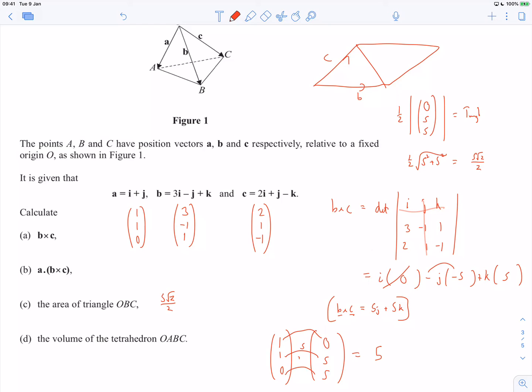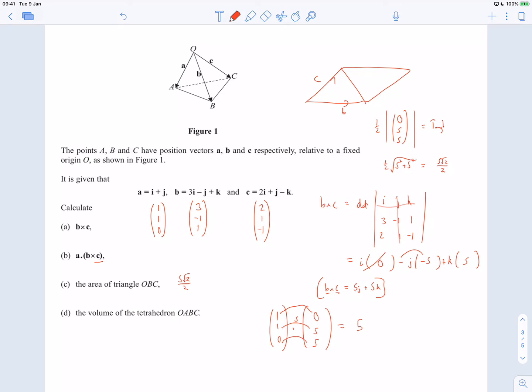Work out the volume of the tetrahedron. Interesting. Now a dot b cross c is the volume of the parallelepiped. Now, interesting fact, the tetrahedron is 1/6 of the parallelepiped. And you may need to think about that yourself. You can split this up into 6 equal parts. Essentially, it's a deformation of a triangle.